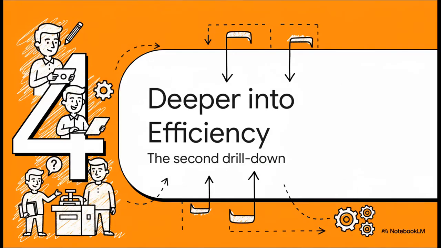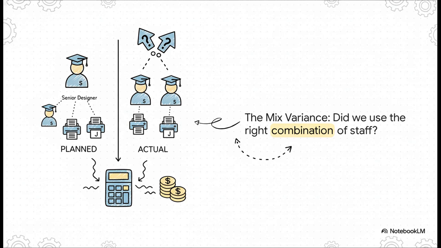But hold on. What if your team isn't just one type of worker? What if you've got a mix of senior designers, junior printers, and maybe an apprentice? In that case, a single overall efficiency number might still be hiding some really important details. Our investigation has to go one level deeper. And that brings us to the mix variance.